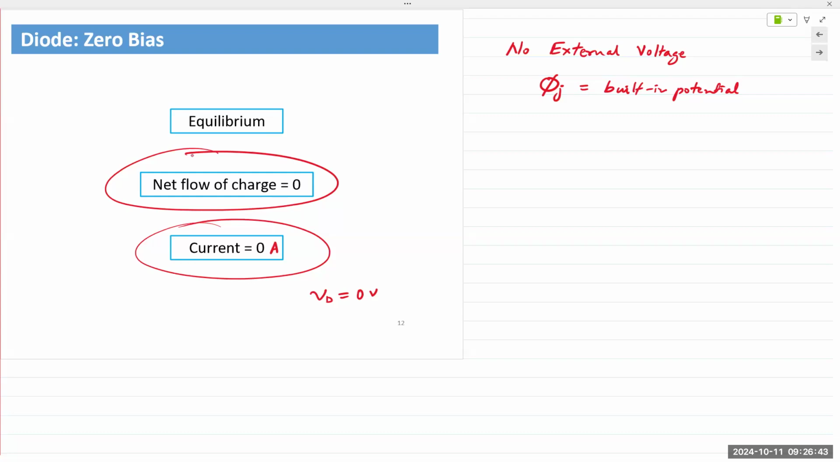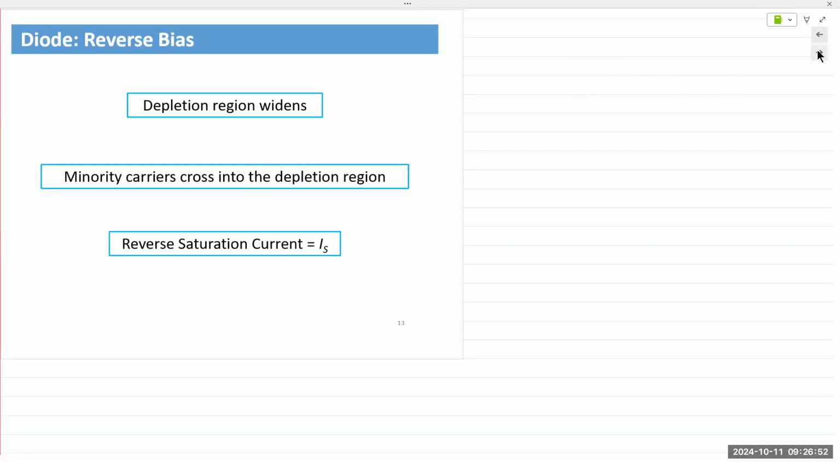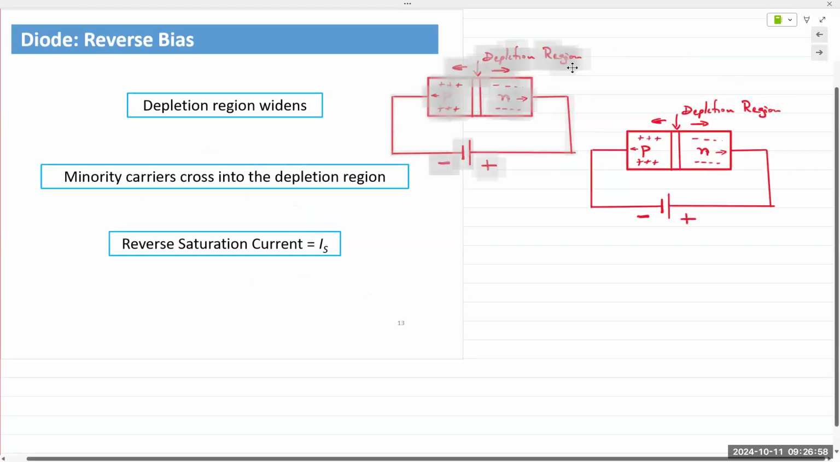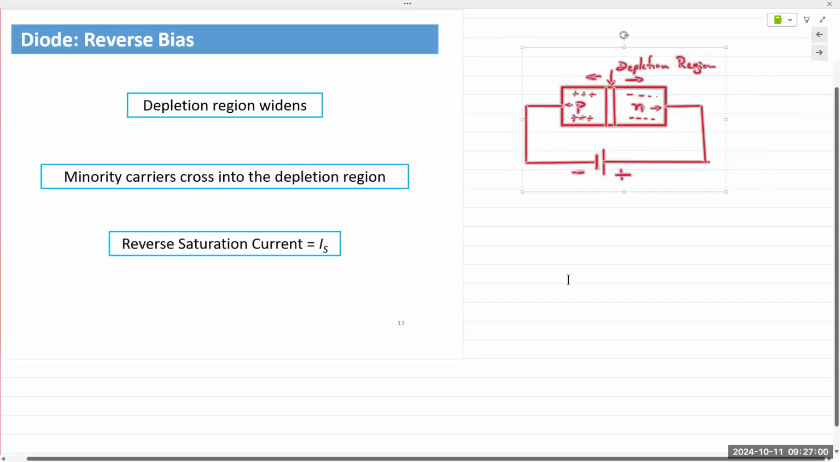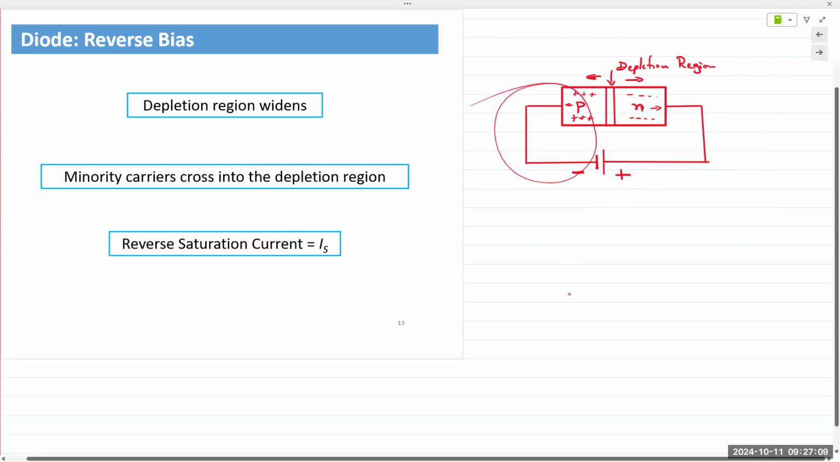Now, it does have a built-in potential. So if we do want something to happen, we must apply an external voltage. So let's first apply the voltage in reverse bias, and then we'll look at what happens in forward bias. In reverse bias, we are taking a voltage source and connecting the negative end to the P-type material and the positive end to the N-type material.